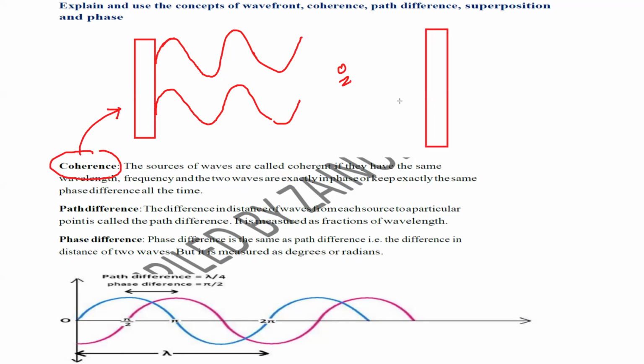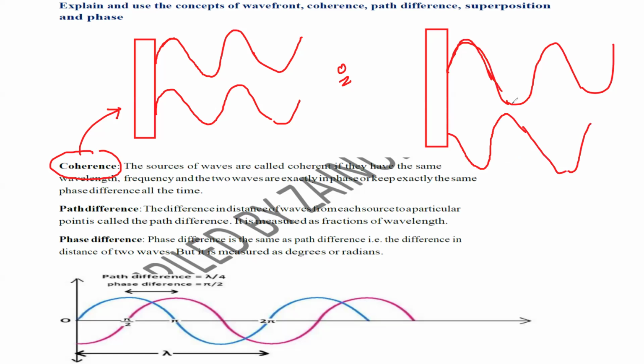But what if one wave starts in this manner and the other wave from the source starts in this manner? They have the same wavelength, but we cannot say it is coherent. Why not? Because one wave has completed a crest and trough, while the other is just starting with the trough. So these waves are not coherent. Coherence is actually the term used for the source. We say a coherent source.